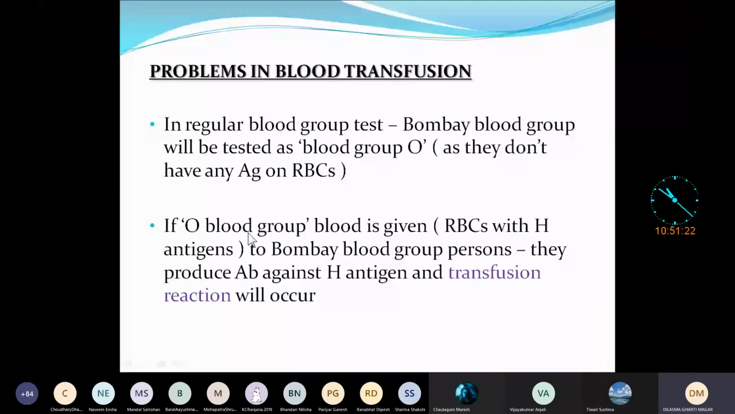So now what happens? They produce antibodies against the H antigen, and the transfusion reaction will occur. These people will show as O blood group. That's why, if O blood group is transfused, what happens? Usually O blood group will have the H substance, the H antigen. Now if that blood goes to a person who doesn't have this H antigen, that person's blood will form antibodies against this H antigen. That's why there will be a transfusion reaction. Clear?